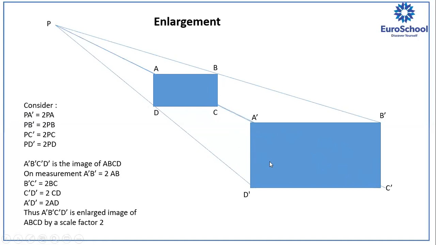Which one is enlarged here? ABCD or A dash, B dash, C dash, D dash? A dash, B dash, right? The image. Now, this image is enlarged by a scale factor of 2. The multiple, the constant that we use to find the enlarged value or the reduced value, that's known as your scale factor. Okay?